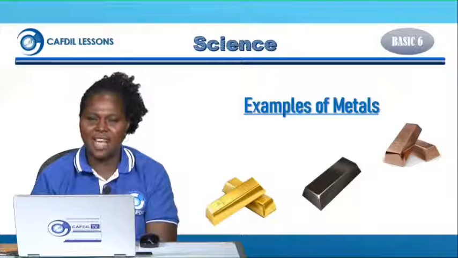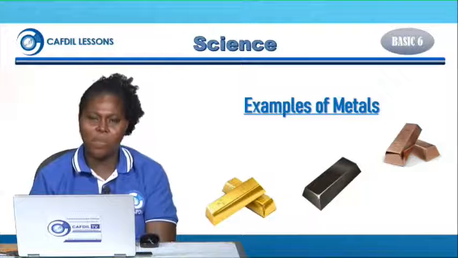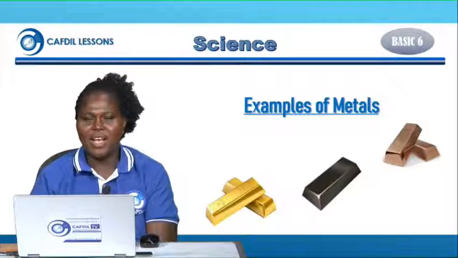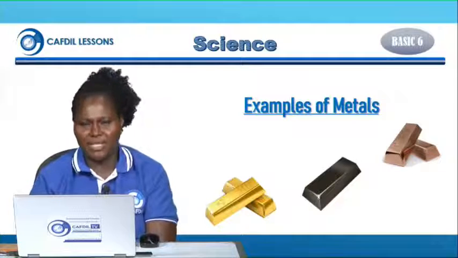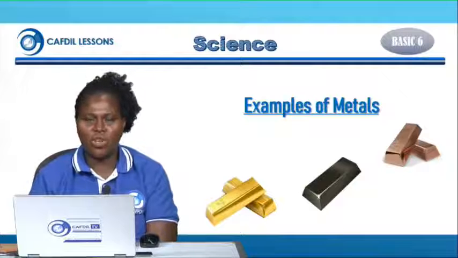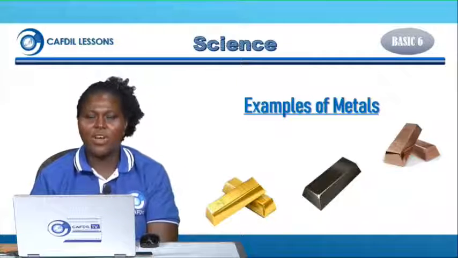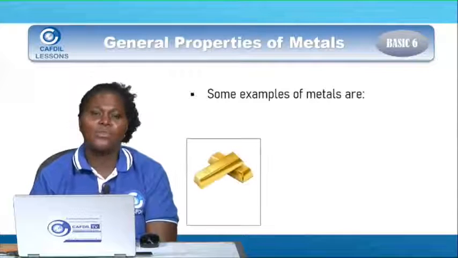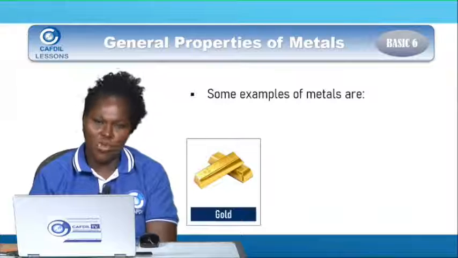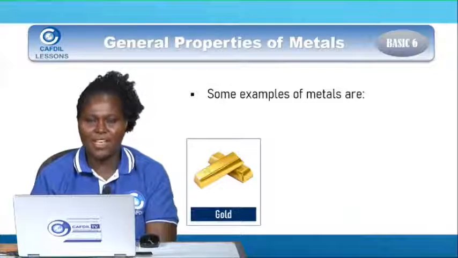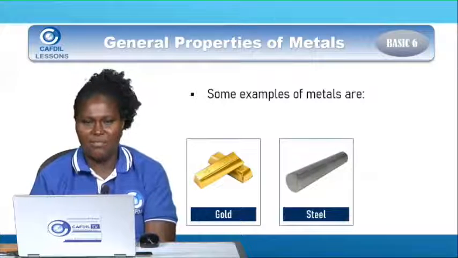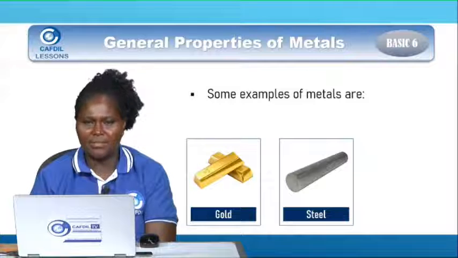Good. Now let's start our lesson with examples of metals. We can see on our screen some pictures of metals. Some examples of metals are: 1. Gold. Gold is a metal. 2. Steel. Steel is a metal.